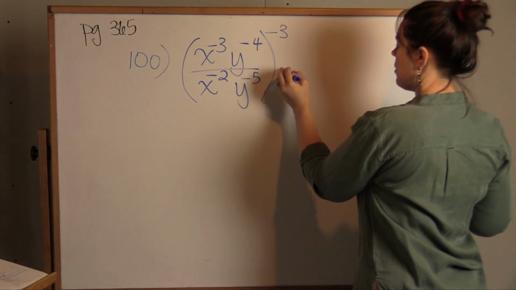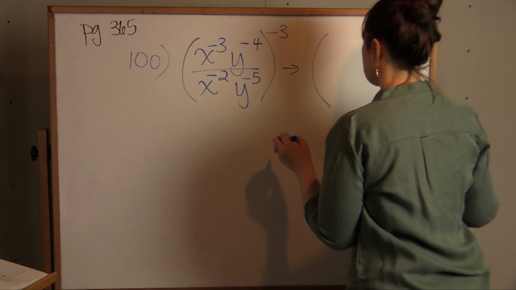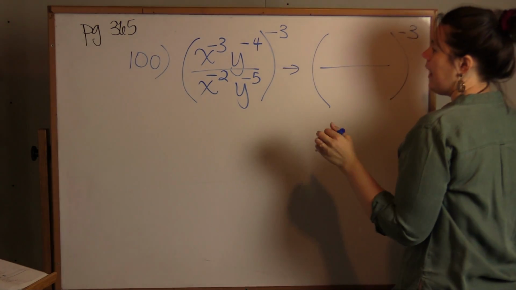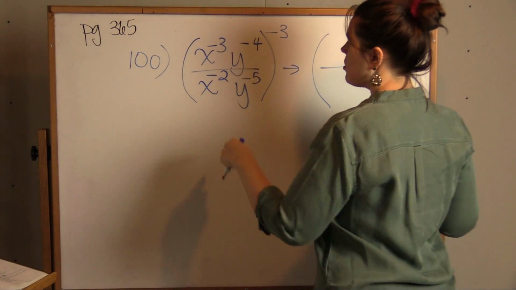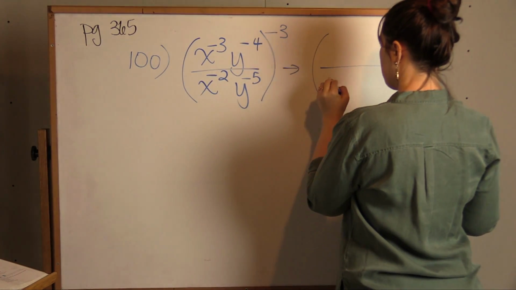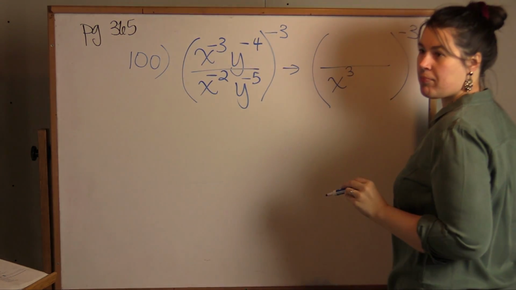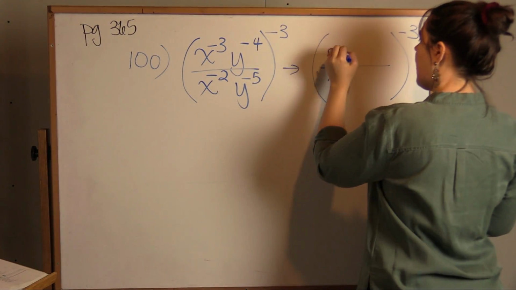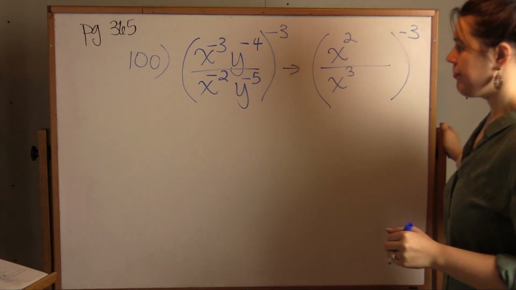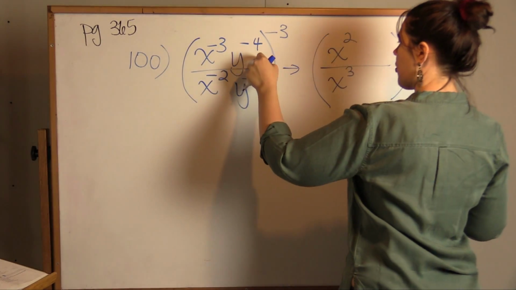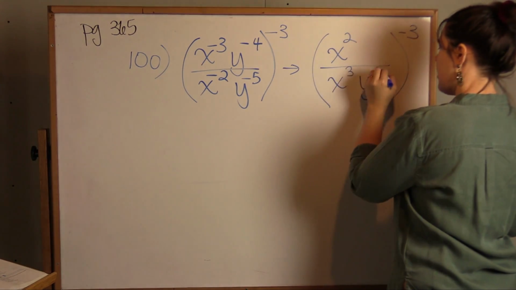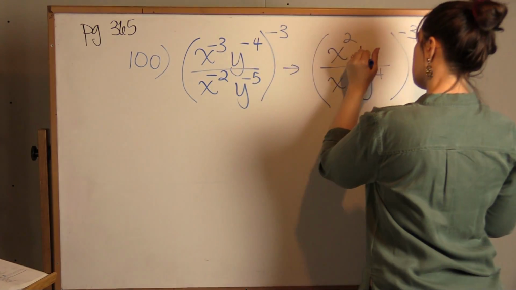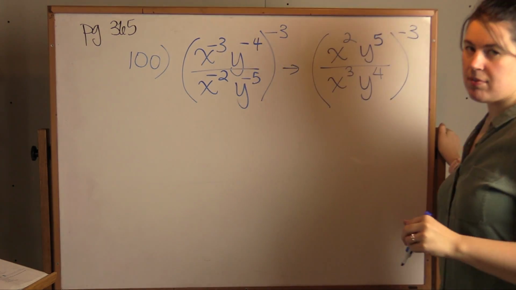So I'm going to go ahead and draw another parenthesis set, another fraction sign, write it to the -3rd, and I'm going to take care of my negatives here. So x to the -3, I'm going to move it to the bottom, so now it's x to the +3. X to the -2 now becomes on top x to the +2. Y to the -4th is going to go to the bottom as y to the +4th. Y to the -5th on the bottom is now going to go to the top as y to the +5th.